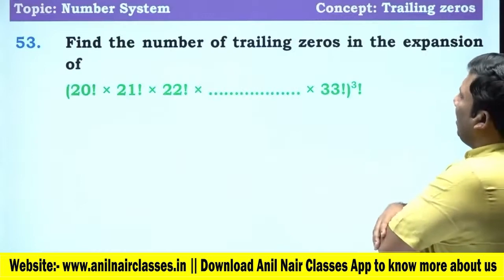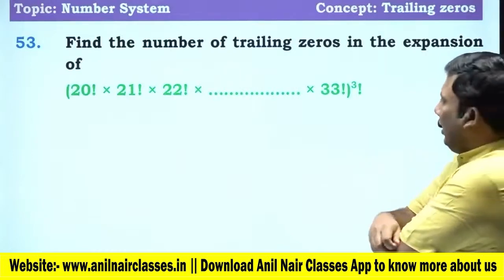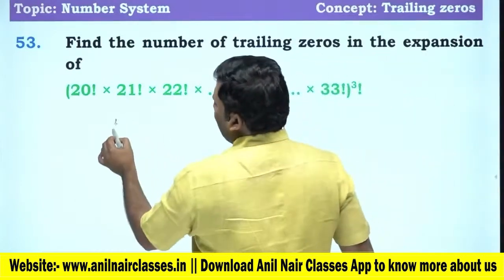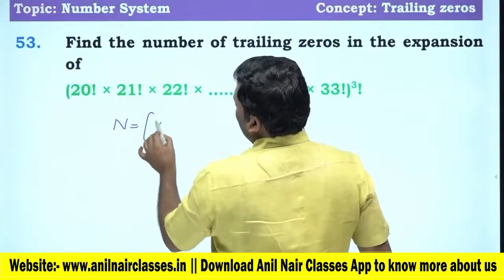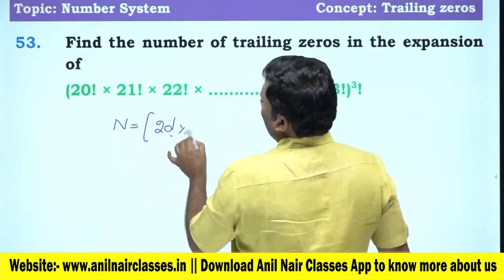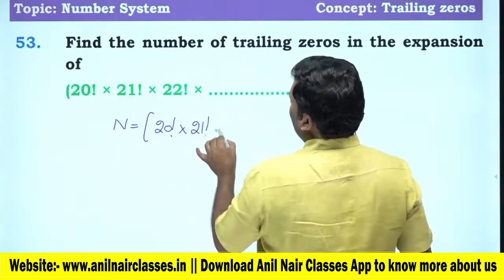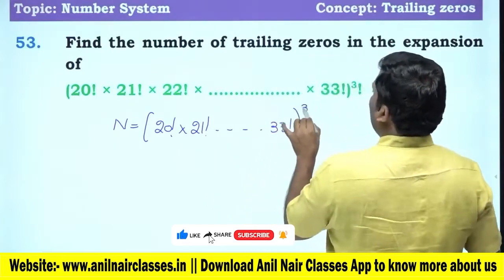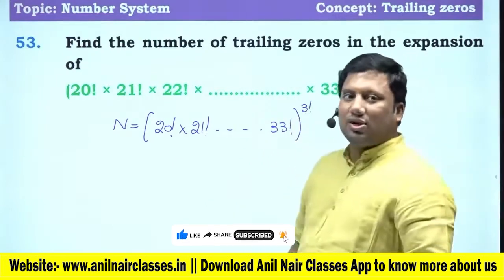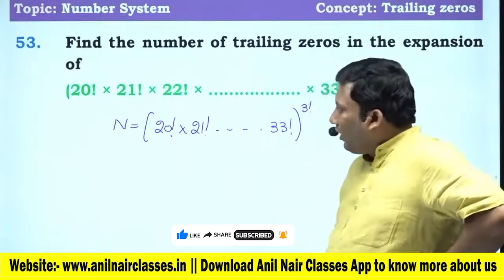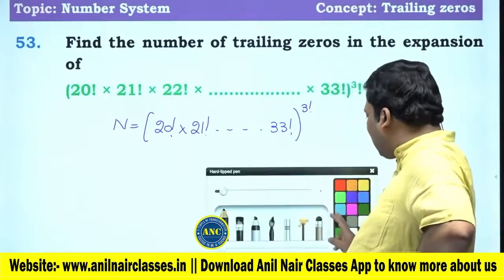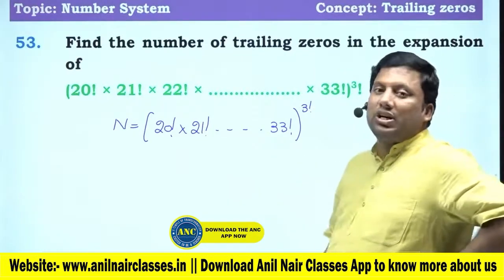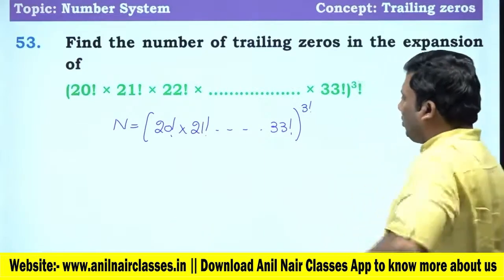20 factorial, 21 factorial. Already we did a lot of questions based upon this model. N is 20 factorial into 21 factorial and so on up to 33 factorial, the whole power 3 factorial. This is the question.